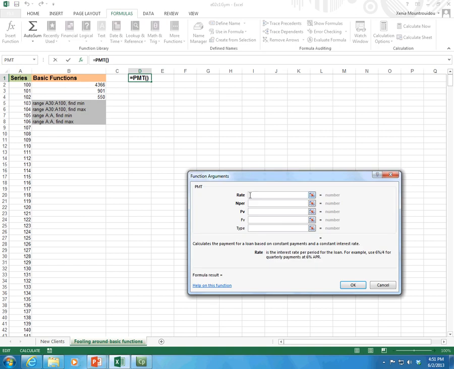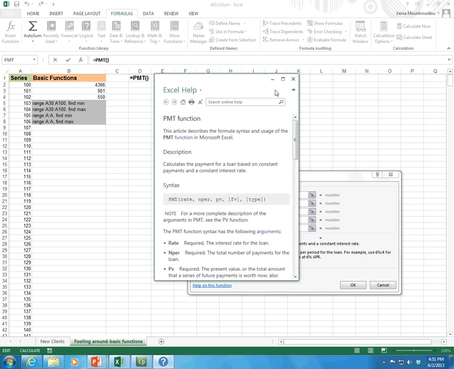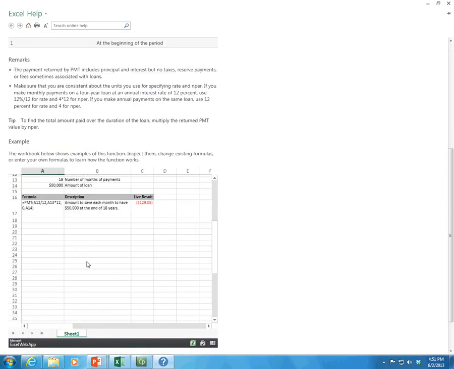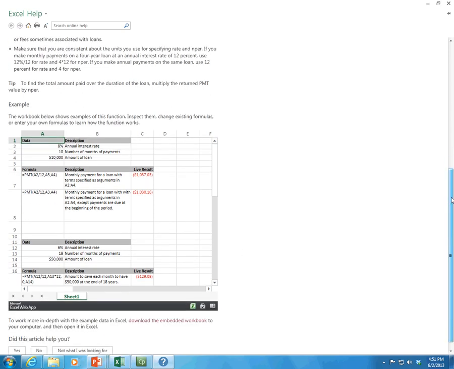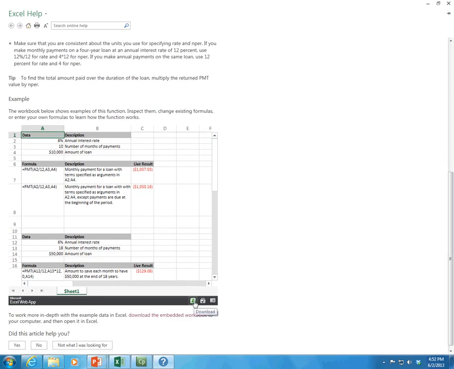I have no idea what all these rate and per and PV mean, so I'm going to get help on this function. Because I'm a little bit of a hasty student, I'm going to scroll down to the example. What I want to do is download this example, so I can use this very nice shortcut to download the template example from Live Office. I have no idea where I downloaded this.